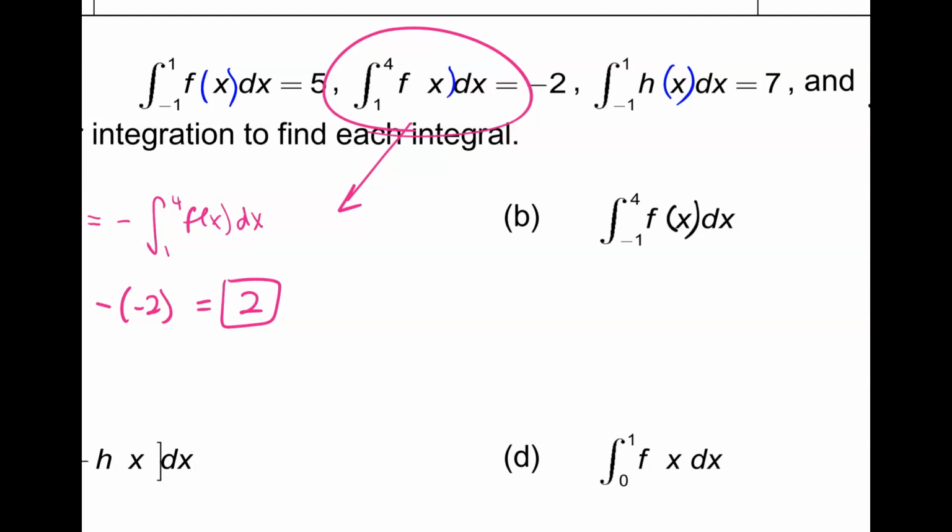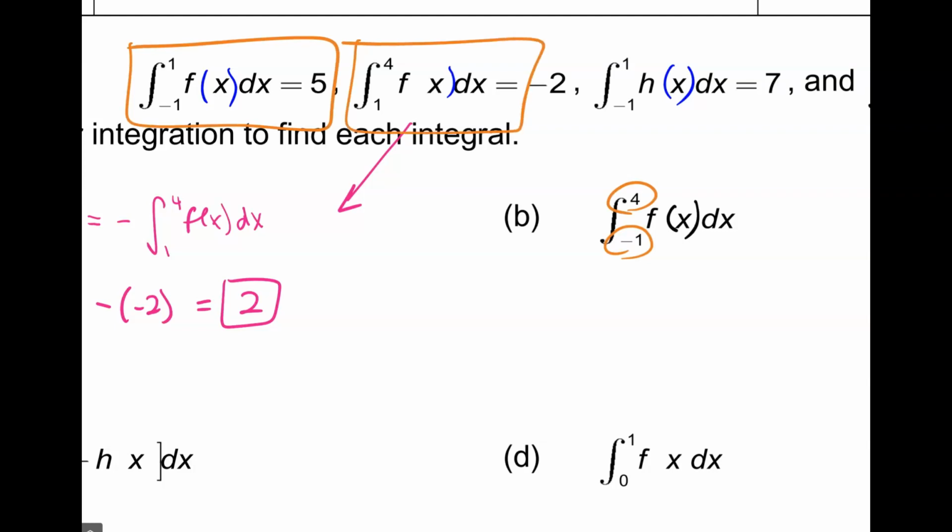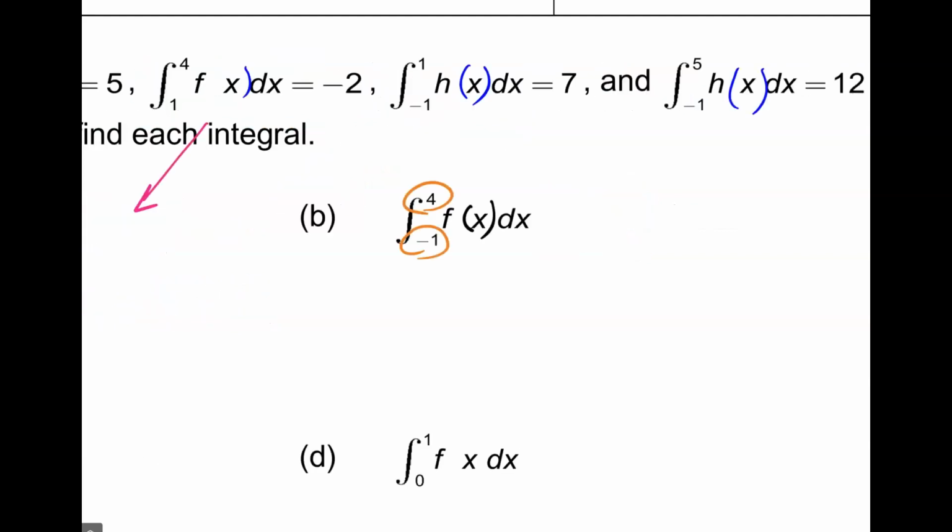Okay. So the thing I want to call attention to is, notice we're going from negative 1 to 4, right? Well, I have the integral from negative 1 to 1, and then from 1 to 4. So if I'm going from negative 1 to 4, I just kind of hook those together. It's like two puzzle pieces. To add them, yeah, I just add them.